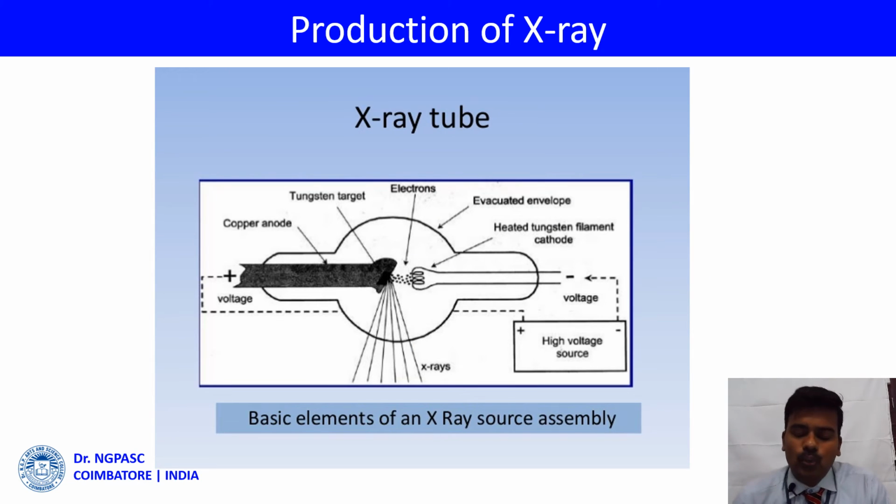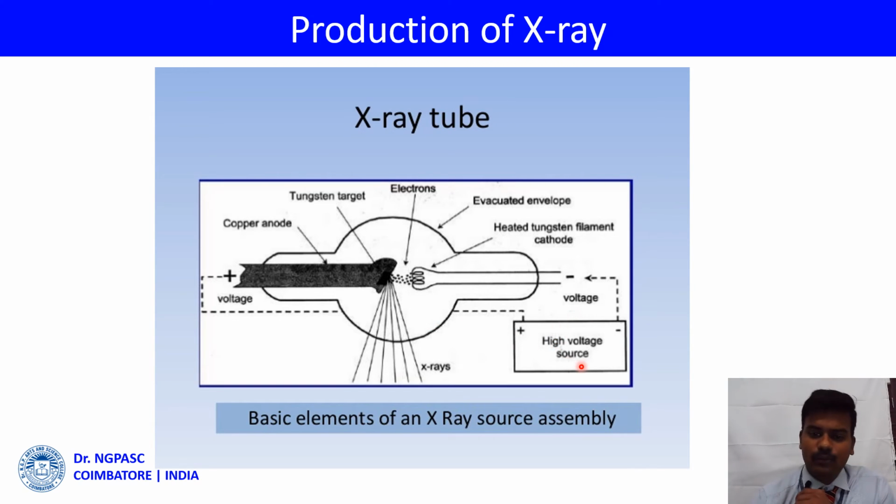Now let's come to see about the production of X-ray. In the production of X-ray, we need a simple setup. We need a Coolidge tube, a vacuum Coolidge tube, with one copper anode and one cathode filament, a heated tungsten filament cathode, and both are connected to a high voltage source.